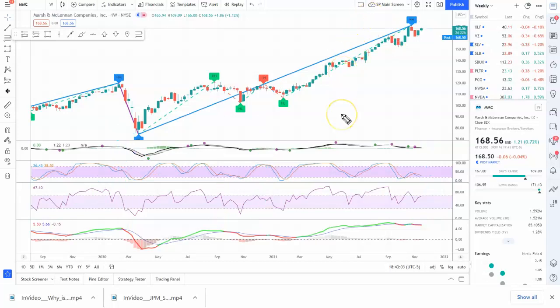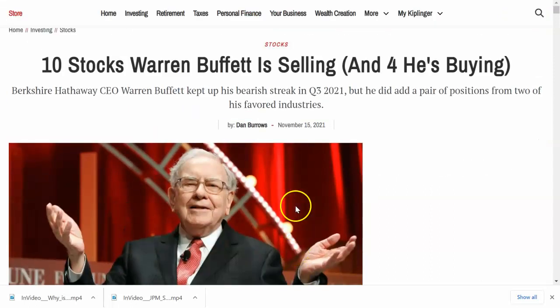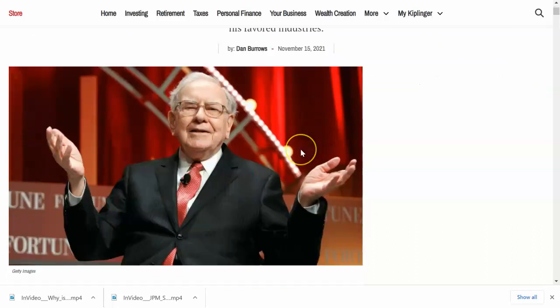So let me show you another site that has some simple articles, Kiplinger, and he has many different articles, and they're written in an easy to understand format that's concise for a simple mind, because I'm not Warren Buffett. And these are the 10 stocks that Warren Buffett is selling, and that's probably what I want to do too. I want to sell. So let's see what we got.